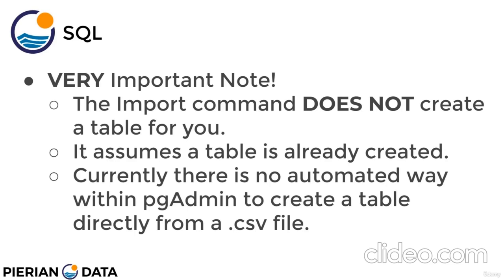There is currently no automated way within standard PgAdmin or standard PostgreSQL to create a table directly from a .csv file. That being said, I have posted a couple of external links to this lecture that may help you explore different methods of trying to create a function that will automatically create a table based off the header names of a .csv file. So you're essentially splitting it up now into two parts.